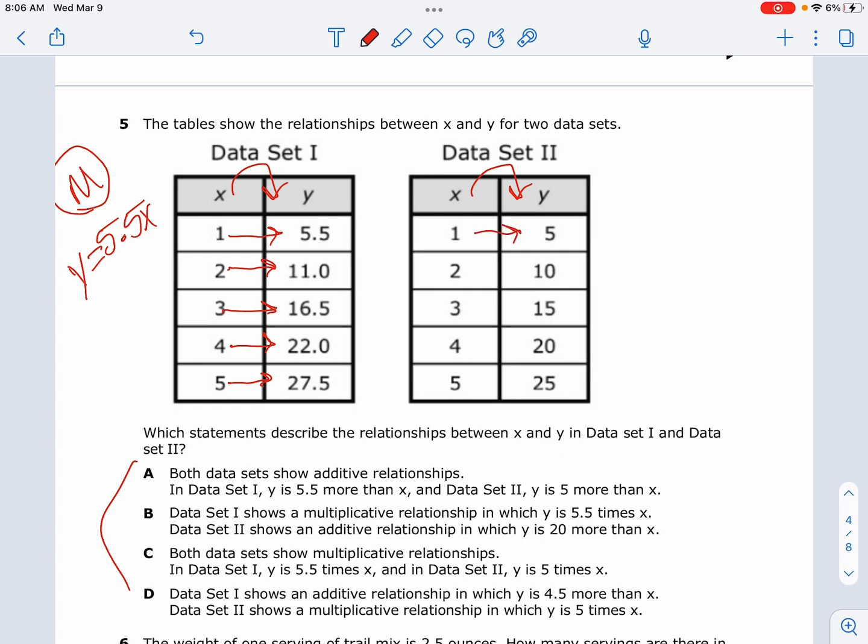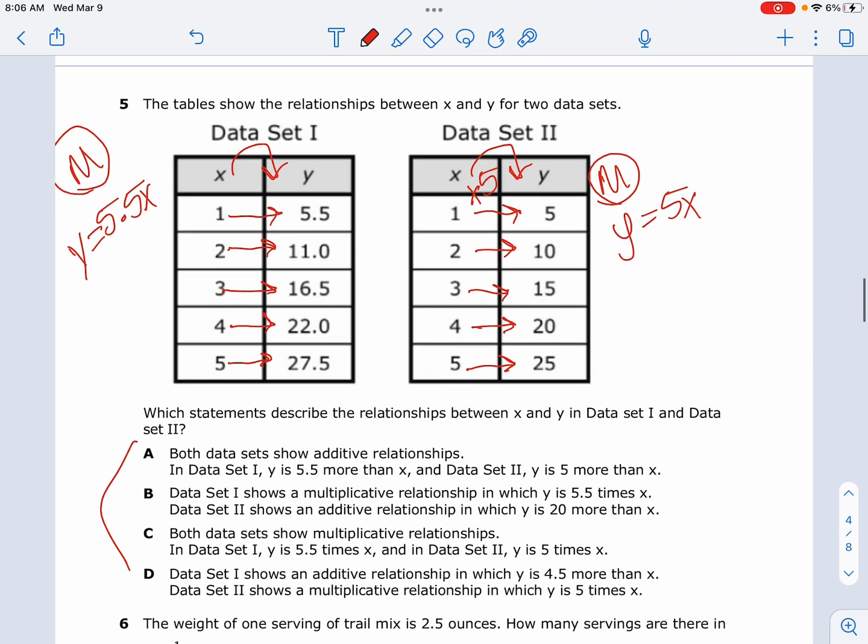1 to 5. Well, if I add 4, I get 5. But if I add 4 to 2, I get 6, not 10. So this looks here like I'm multiplying by 5. 3 times 5 is 15. 4 times 5 is 20. 5 times 5 is 25. So I'm multiplying by 5. So it's also multiplicative, and I have y equals 5x.